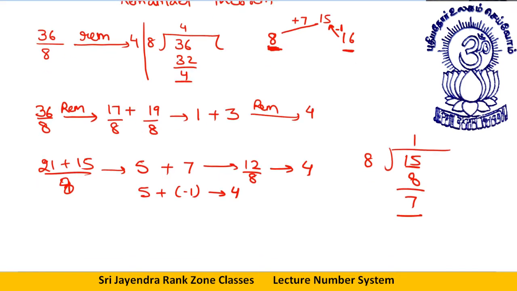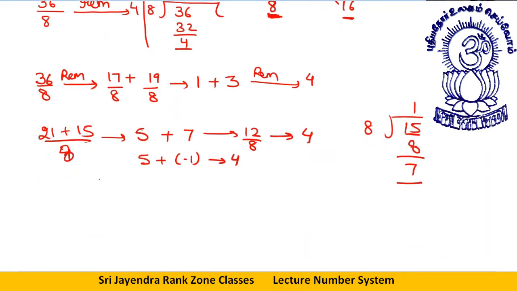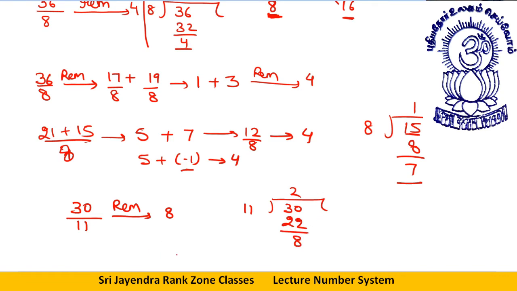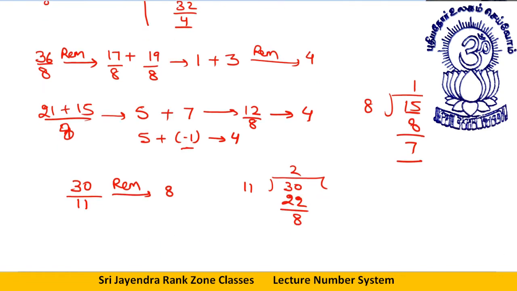Before moving ahead, let me tell you a small concept about negative remainders. Like this, I took a negative remainder. This concept will make your life very easy. Suppose I talk about a number 30. 30 when divided by 11. What is the remainder? The remainder is 8, because 22 plus 8. If you write the table of 11, you will get 11, then 22, then 33. 30 is located somewhere over here.